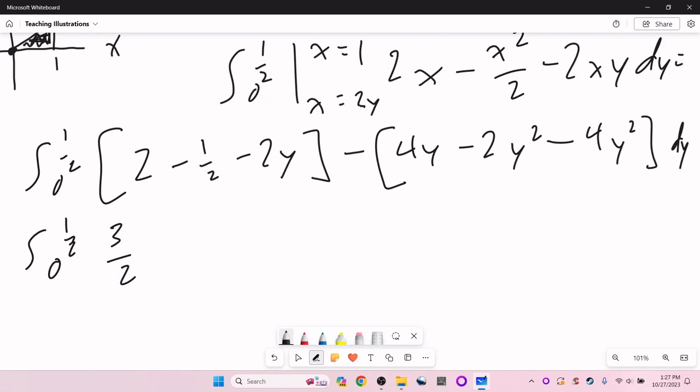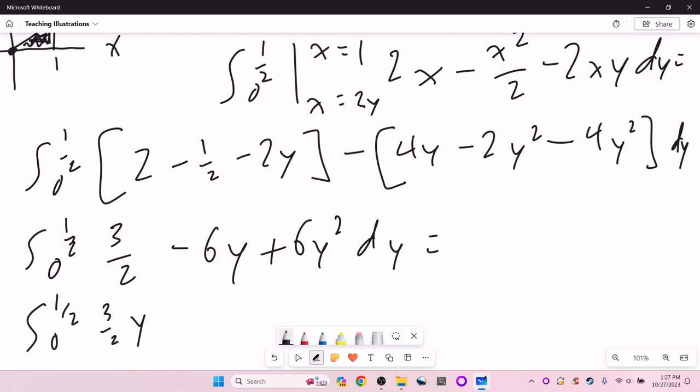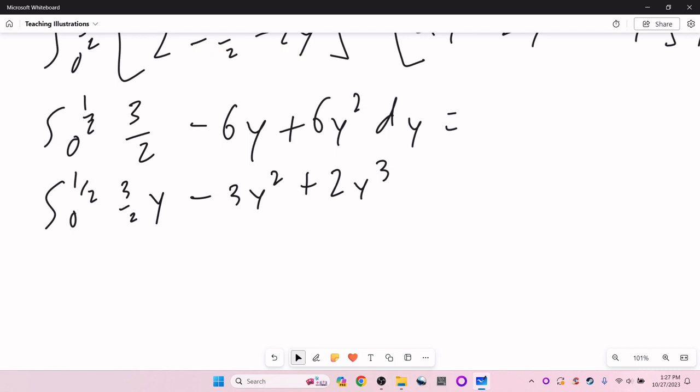3 halves minus 6y. This is minus 6y squared in here. With another negative, it becomes plus 6y squared dy. So that then turns into the integral from 0 to 1 half of 3 halves y minus 3y squared plus 2y cubed. Let me fix that there. That should not be an integral, it should just be a vertical bar.